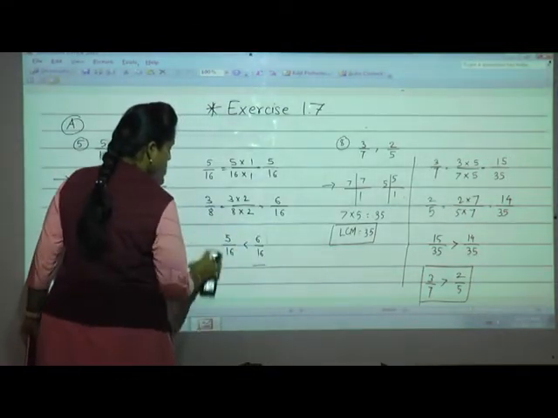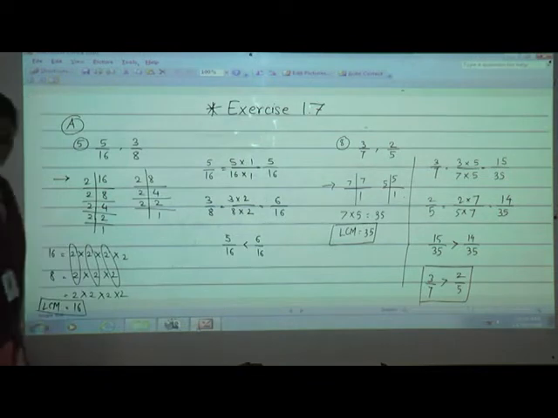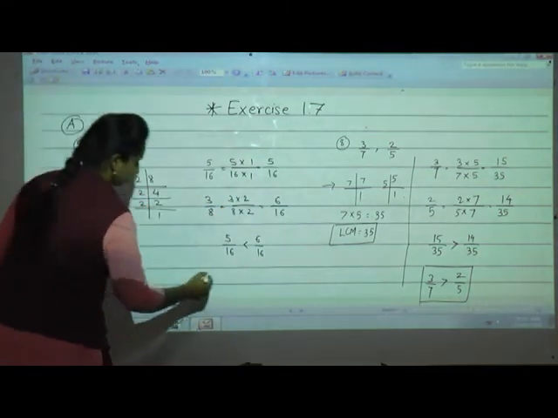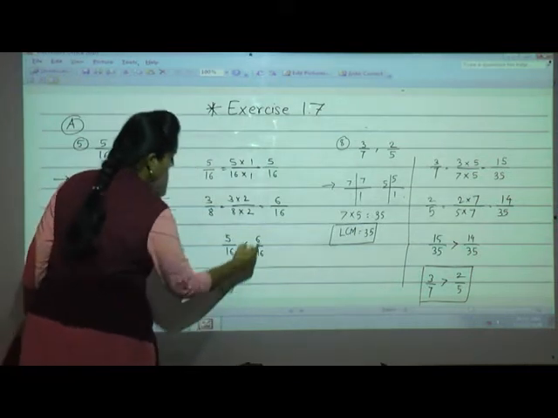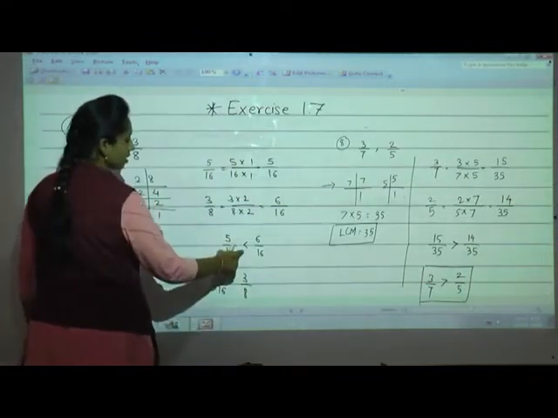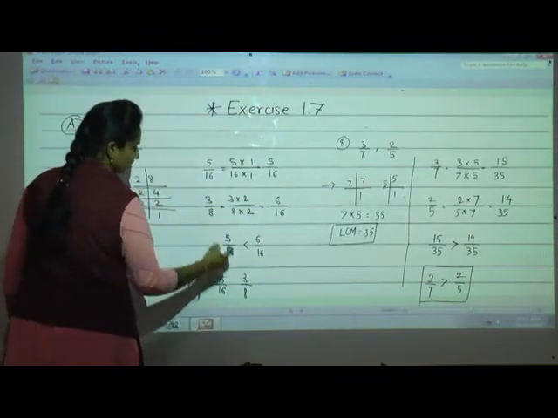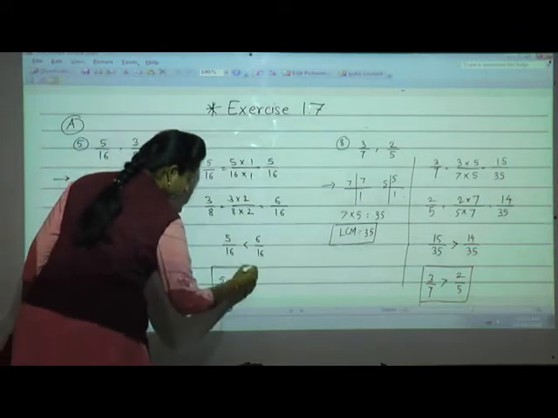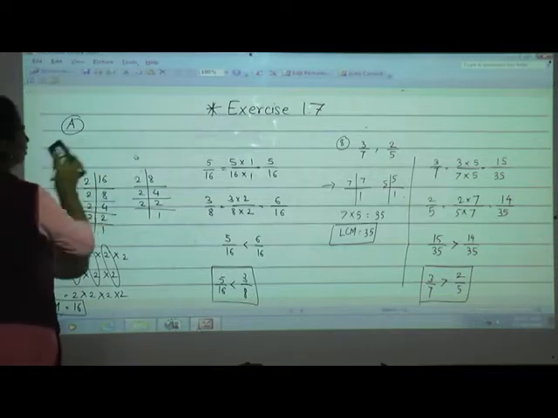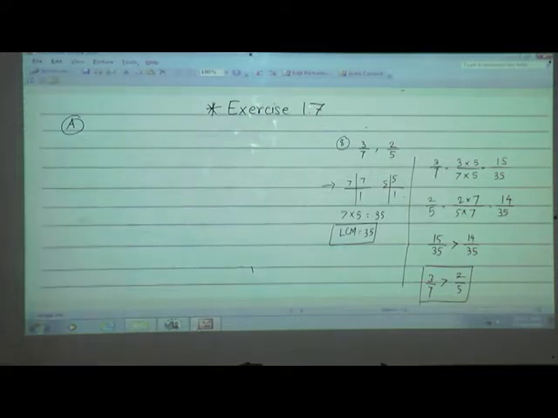What are the actual numbers of these? 5 upon 16 means what? 5 upon 16 only. Okay. And 6 upon 16 means what? 3 upon 8. Which is greater? 6 upon 16 means 3 upon 8. Clear? Is that clear? Yes? Okay, good. Now one more last example I will solve for you. The 10th one I will solve.